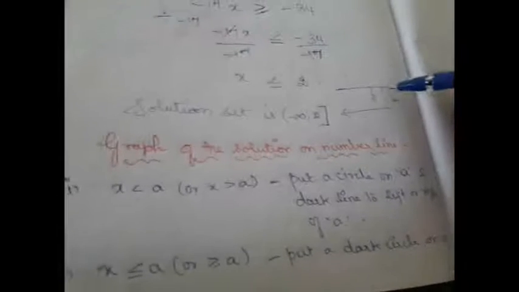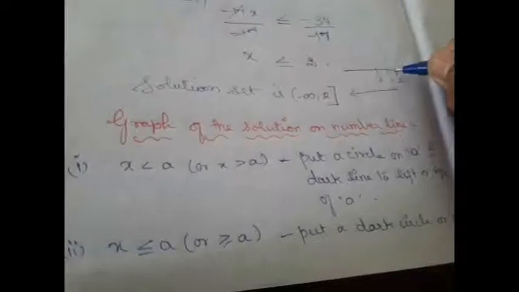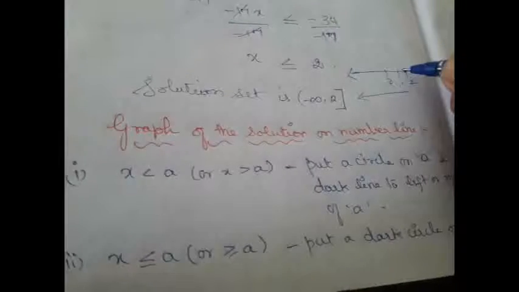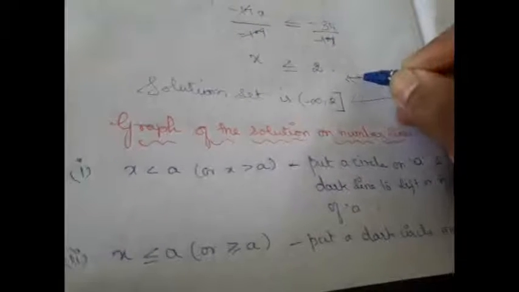You will draw a number line, right? Then on 2, since it is less than or equal to, we will put a dark circle on 2, and then this side we will put a dark line over it. So this is the solution set of this problem represented on a number line.